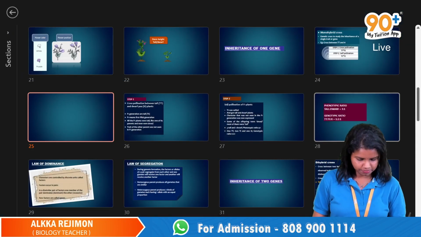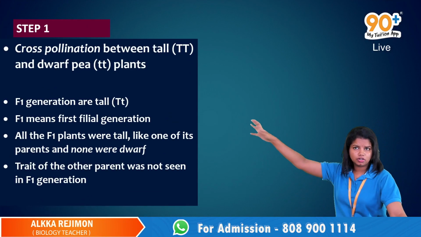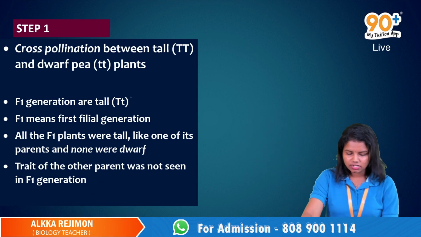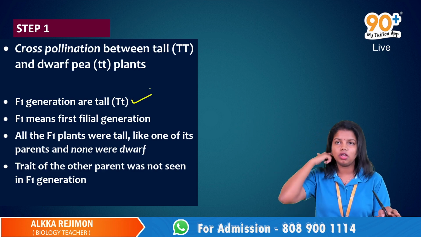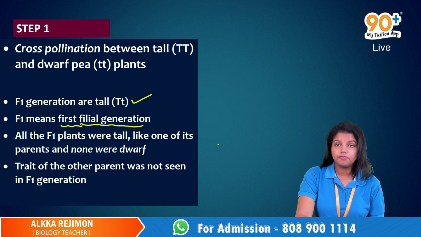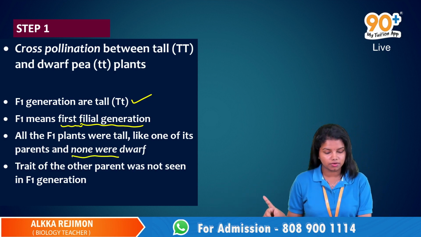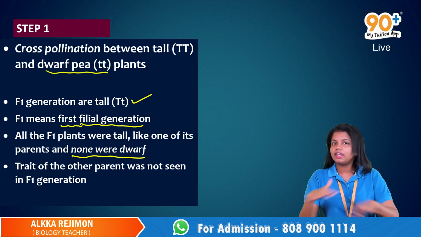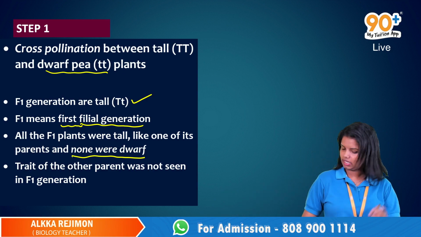So let's see here. The same step is repeated. Cross pollination is done between the tall and the dwarf pea plant. F1 generations are all tall. All the F1 offsprings were tall, and F1 means the first filial generation. All the F1 plants were tall like one of its parents, and none were dwarf. Not even one became short, which means the character of one parent is hidden there. Then the trait of the other parent was not seen in the F1 generation.